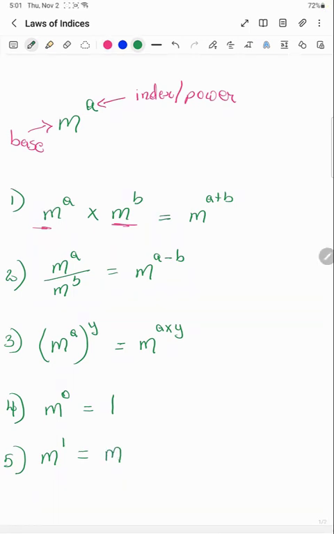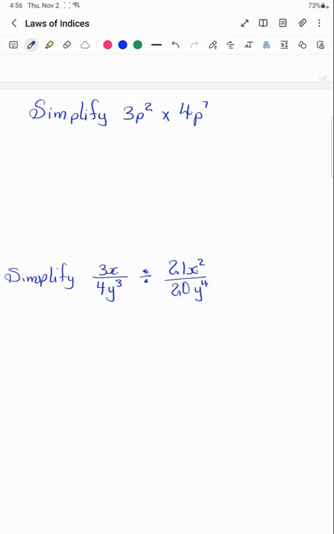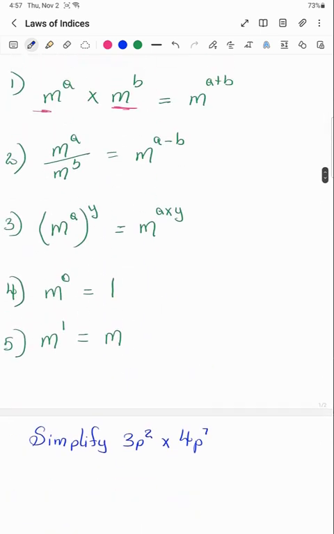And the last law that we're going to look at is something with a negative power. So let's say we have M raised to the power of negative P. This means that M belongs in the denominator. So another way we can write it is 1 over M to the power of P. All right, now let's look at two examples that will incorporate, if not all, then most of the laws of indices that we just looked at.